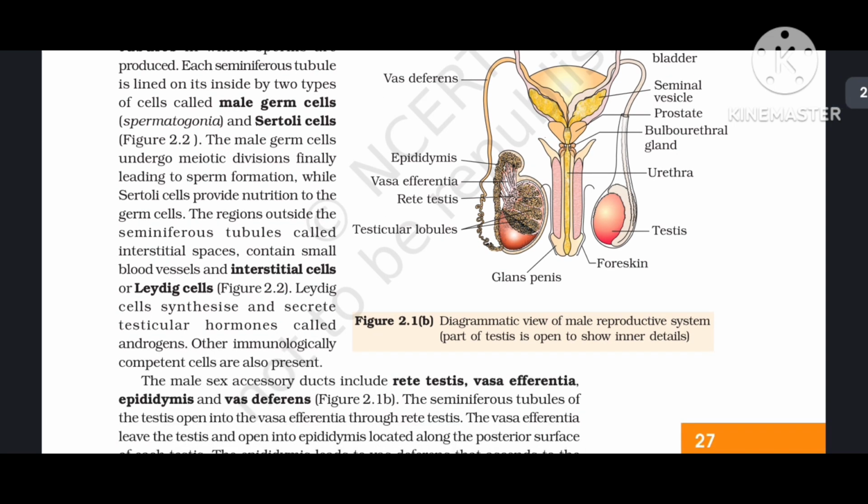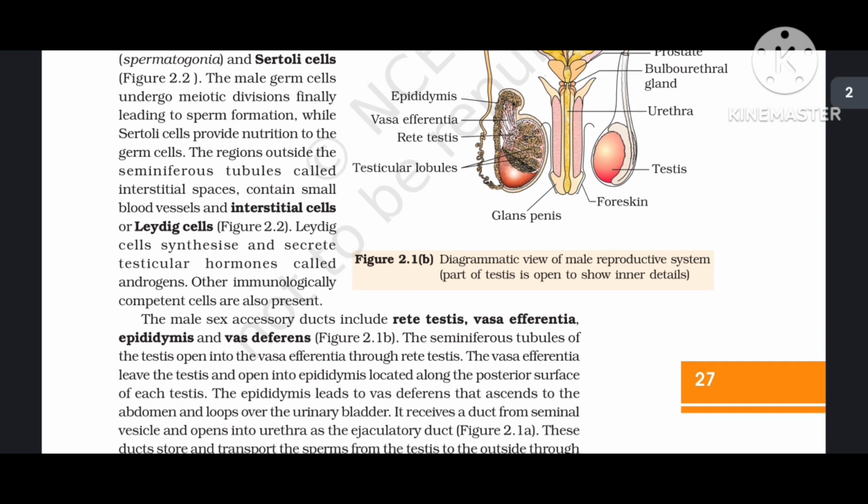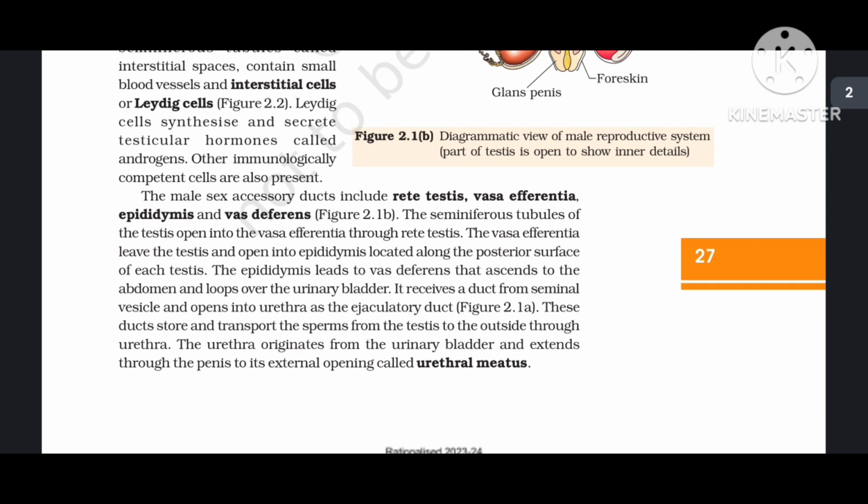In adults, each testis is oval in shape with a length of about 4 to 5 cm and a width of about 2 to 3 cm. The testis is covered by a dense covering. Each testis has about 250 compartments called testicular lobules. Each lobule contains 1 to 3 highly coiled seminiferous tubules in which sperms are produced. Each seminiferous tubule is lined on its inside by two types of cells called male germ cells, spermatogonia, and Sertoli cells. The male germ cells undergo meiotic divisions, finally leading to sperm formation, while Sertoli cells provide nutrition to the germ cells.